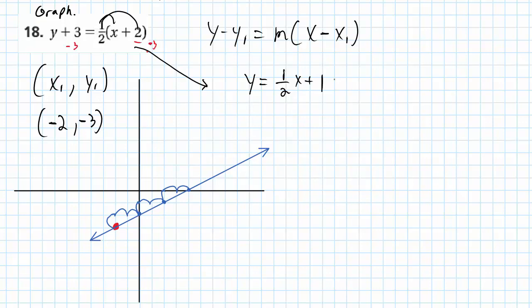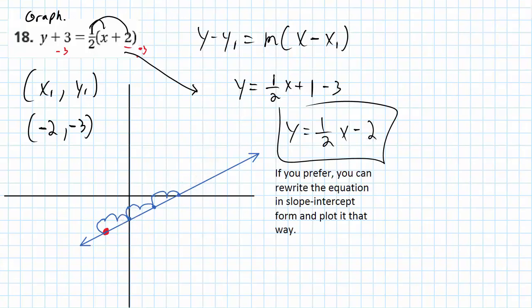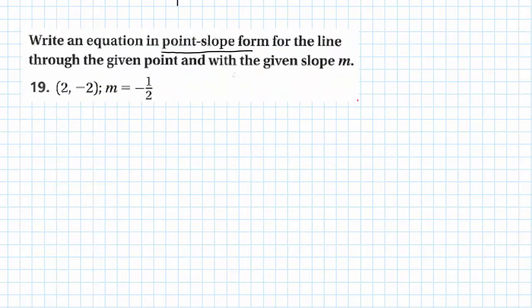You can write that equation. If you don't like using point slope form, you can rewrite this equation in slope intercept form by getting the y by itself and then solving these for the y-intercept. And so that's the equation right here. You'll notice that equation matches up with the graph also.